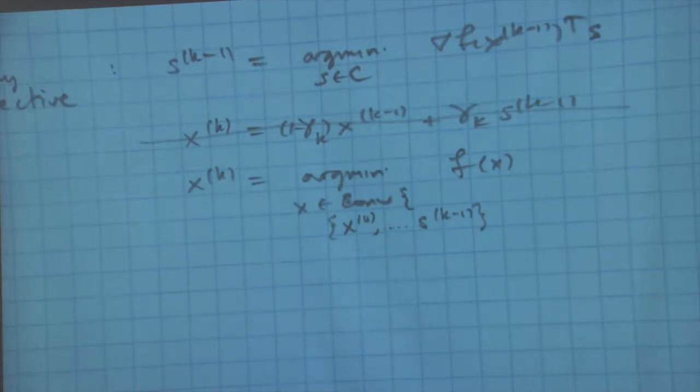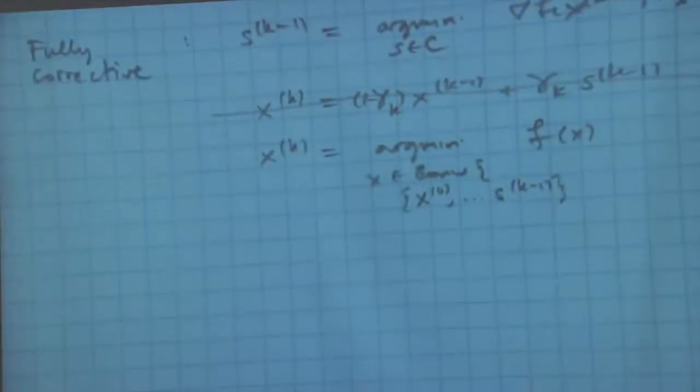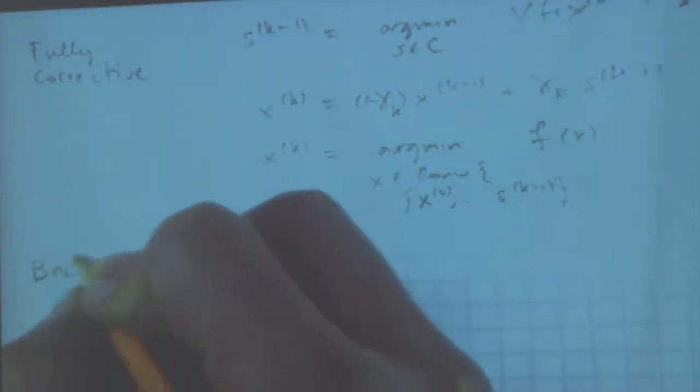Both of these variants have the same iteration complexity. It's still 1 over epsilon. So these are some things that could be interesting to pursue if you're interested in Frank-Wolfe. There's another variant that I'll just write down, which is called backward steps.